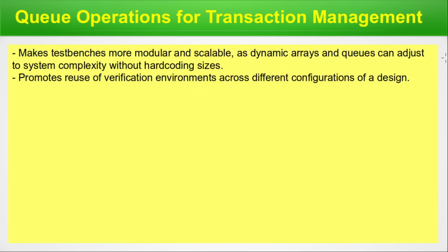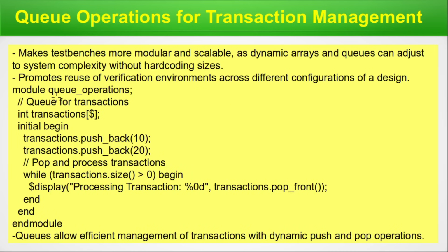So let us see some examples. Here goes our example. We have named the module queue operations, queue for transaction, and we define the queue as this. We start the initial block and we use the push_back method. Again, I am emphasizing that SystemVerilog is an object-oriented language, so many default methods are there for queues.